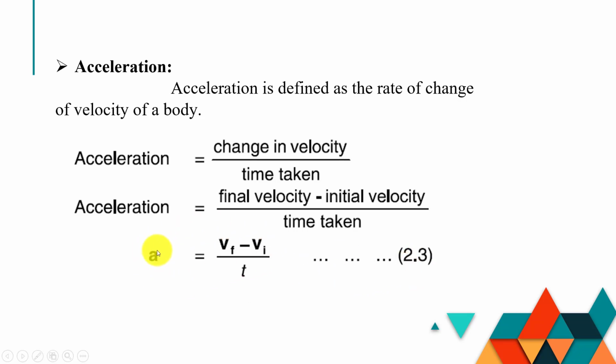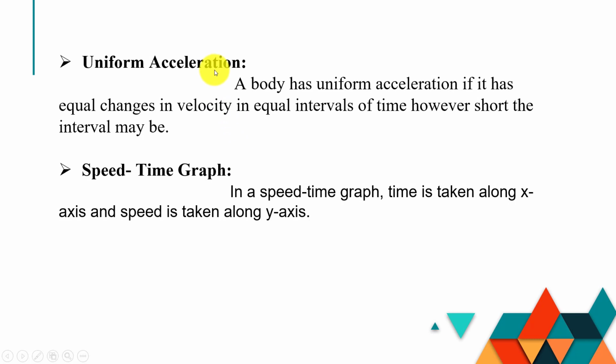Here we can say that acceleration is equal to the rate of change of velocity. If we take the change in velocity over time, we get acceleration. And from here we can also say that this change in velocity is equal to AT. Next we have uniform acceleration. A body has uniform acceleration if it has equal changes in velocity in equal intervals of time, however short the interval may be.